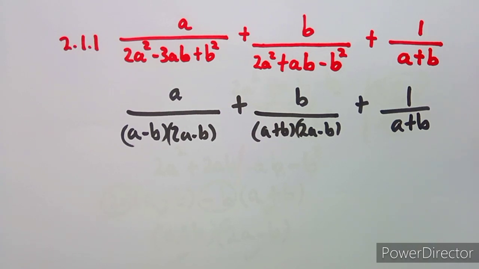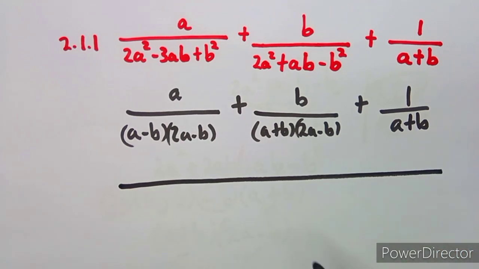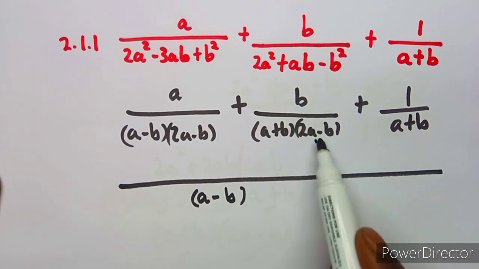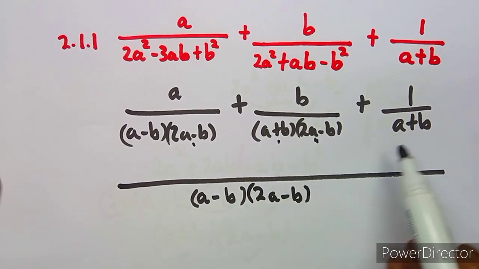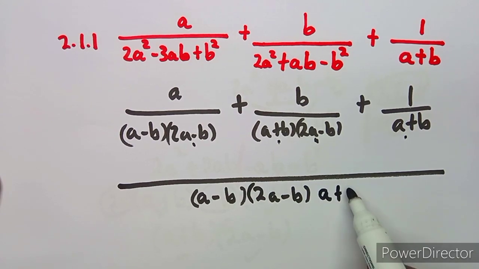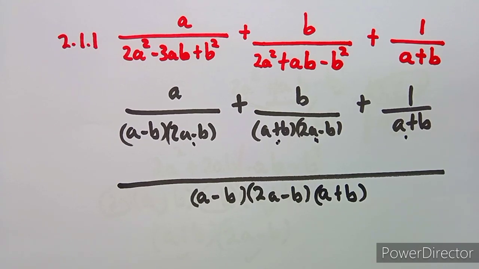And after that, we know that when we are adding like this, we need to find the LCD of all the denominators, which means we take all from all the denominators here. So we've got a minus b. We have got 2a minus b. It's also here, 2a minus b, 2a minus b. So you don't repeat, you just take it once. We have got a plus b here, a plus b here, so it's just appearing one time. You just write it once like that. So that is our LCD.